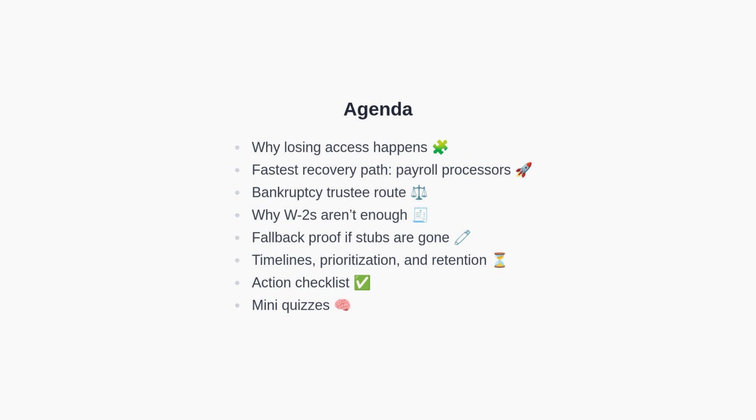First, we will outline why pay stubs disappear after a company shuts down. Next, we will cover the fastest path, finding the third-party payroll processor. Then, we will explain how to work with the bankruptcy trustee. After that, we will clarify why a W-2 alone may not satisfy audits or lenders. Then, we will build a fallback evidence package if your pay stubs are unavailable. We will also discuss timelines, retention, and prioritization. Finally, we will give you an actionable checklist and test your knowledge with short quizzes.